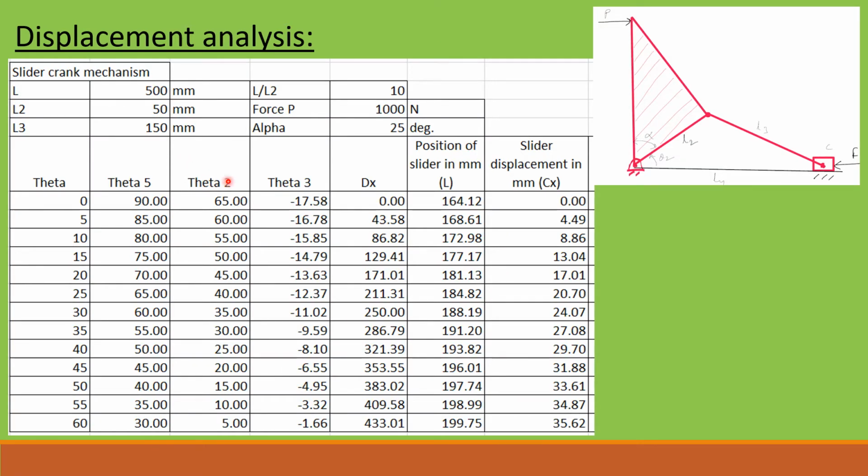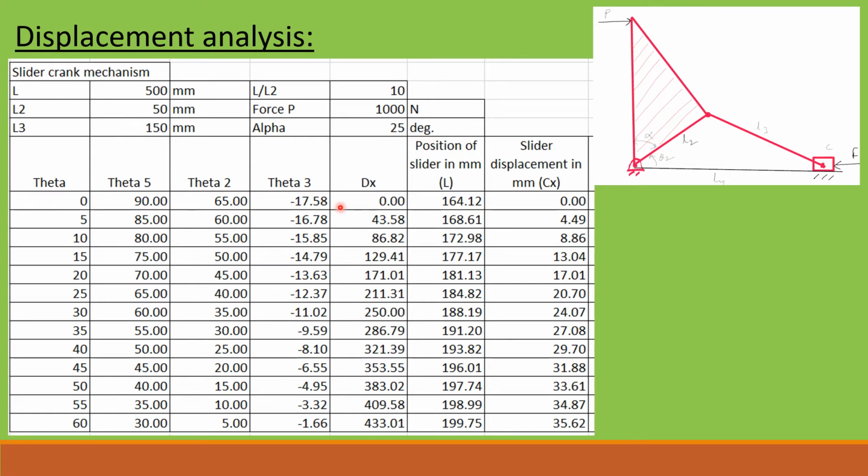After having derived equations for theta 5, theta 2, theta 3, dx and the position of the slider, let us solve a problem using Microsoft Excel. Here in this problem we have taken lever length L equal to 500 millimeter, crank length L2 is 50 millimeter and coupler length L3 is 150 millimeter. So L by L2, that is the lever ratio, is 10, and a force of 1000 Newton is acting here, and this angle alpha is taken as 25 degrees.